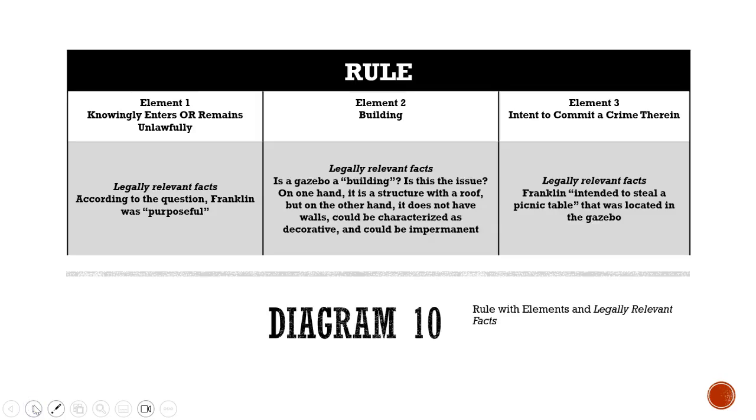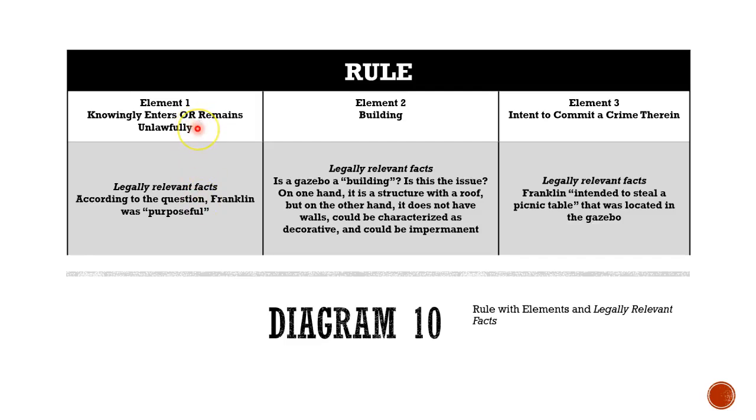All right, we take this rule, we break it up into elements. You can see element 1, knowingly enters or remains unlawfully; element 2, in a building; and element 3 is intent to commit a crime therein. The reason these two can be placed together is you see that "or" is in here, so either one needs to be met. If it were "and," knowingly enters and remains unlawfully, then we would have an extra element. We would end up with 4 elements. But that word "or" is really important, and so is "and," so do pay attention when you're breaking down elements of a rule.